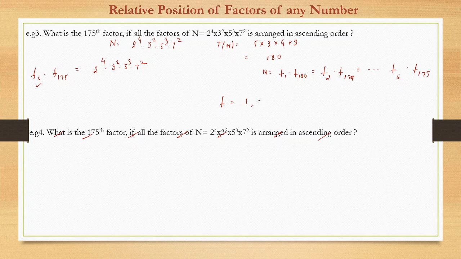1 is a factor, 2 is a factor, 3 is a factor, next 4 is also a factor, 5, yes, 5 is also a factor, then 6, yes, 6 is also a factor. We have 1, 2 and 1, 3. So we got to know the sixth factor is 6, nothing but 6. So 6 into f175 is equal to this number. 6 we will take it here. So it becomes 2 raised to power 3 into 5 cube into 7 square. This is your answer.